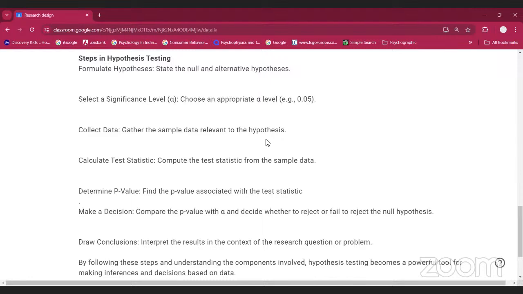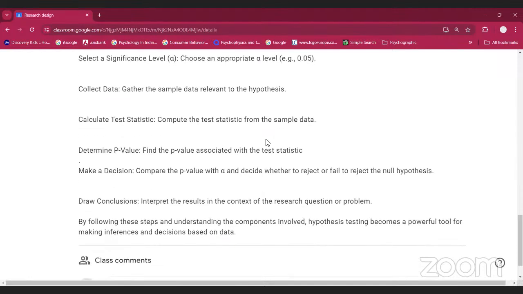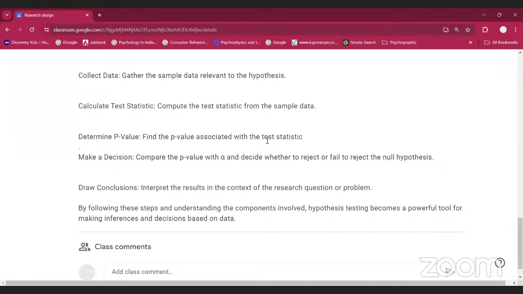Draw conclusions. Interpret the results in the context of the research question or problem. By following these steps and understanding the components involved, hypothesis testing becomes a powerful tool for making inferences and decisions based on data. This is clear to all of you? If you have any question, you can ask me.